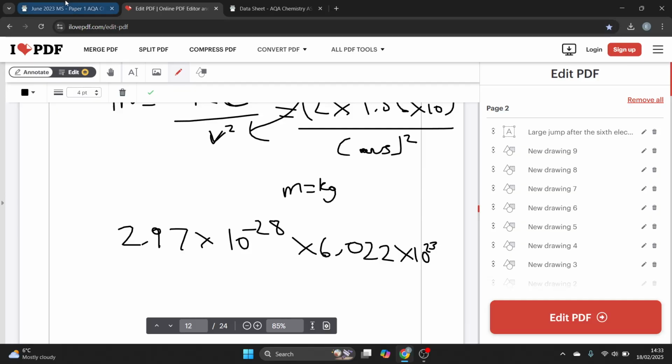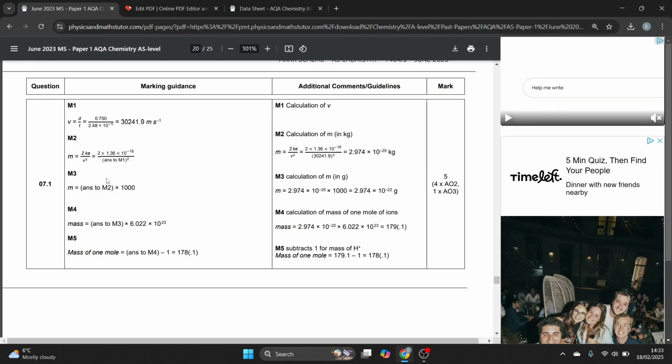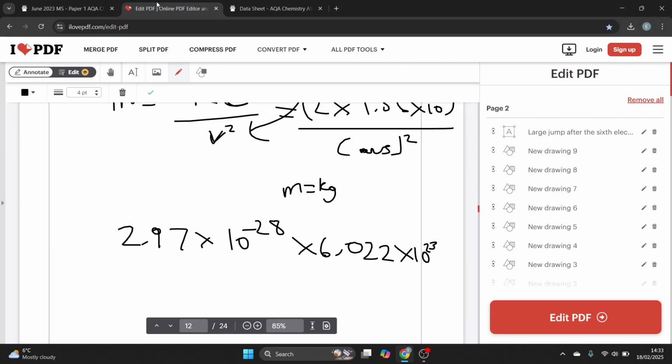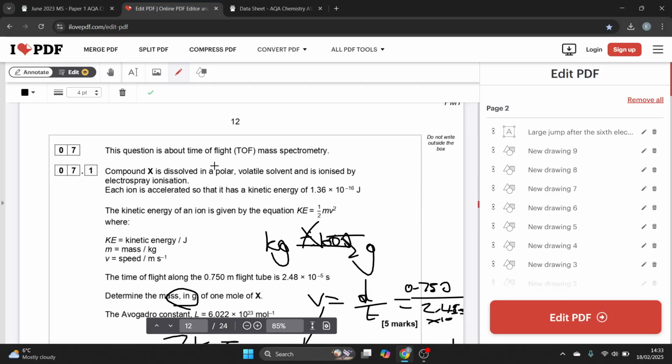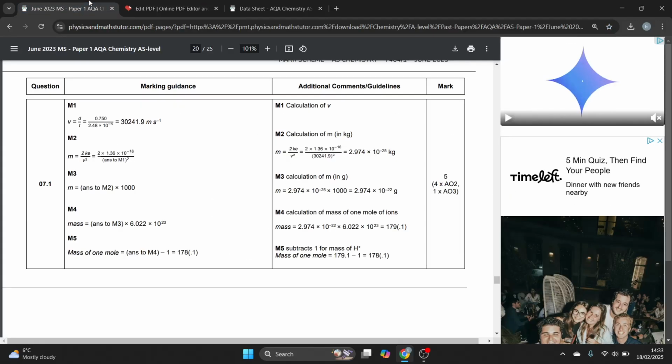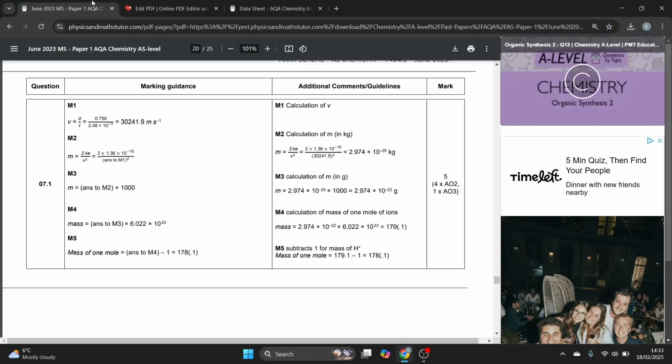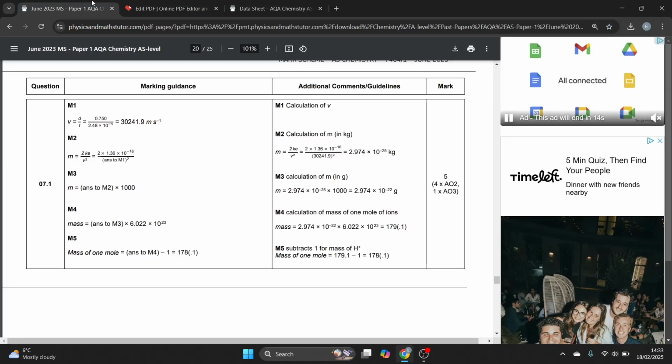And I get 178.9. But the mass of 1 mole, the compound was ionized by electrospray ionization. So then I need to do that minus 1. So then I get 177, yeah, subtract 1.